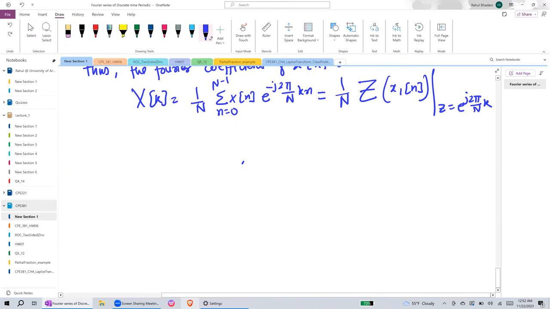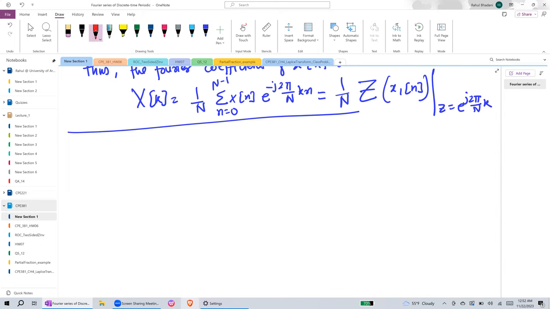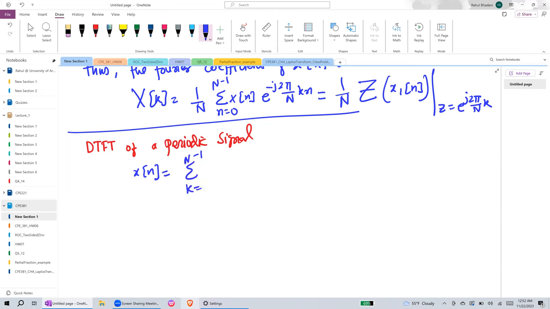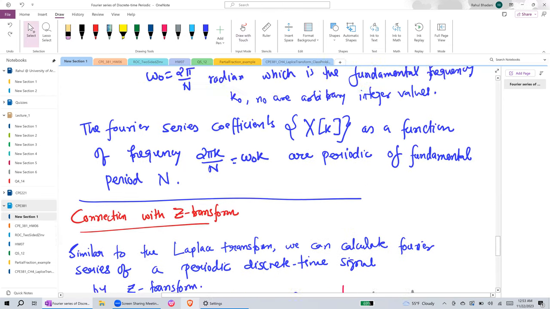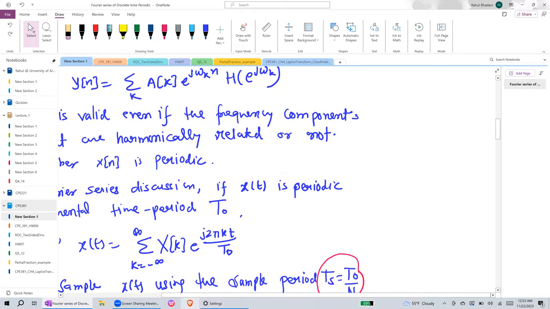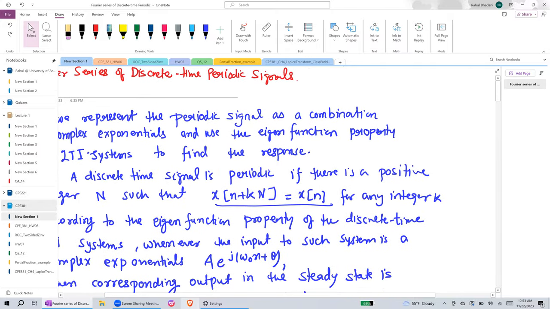So now next we have the discrete time Fourier transform of a periodic signal. So in this case, we have the DTFT of a periodic signal. What we discussed so far was for our periodic signal. And so usually we have x of n equal to summation k equal to 0 to N minus 1 of X of k e to the power j 2 pi n k by N. Okay. So what we discussed so far was the connection with the Z transform for your discrete time periodic signals.